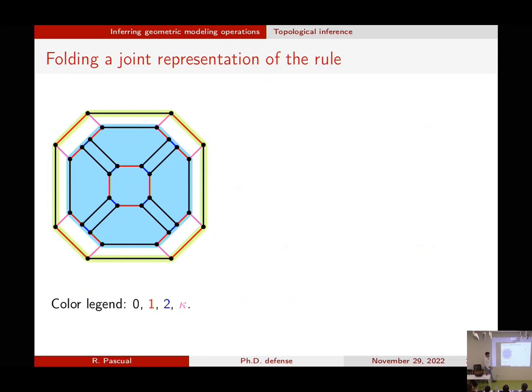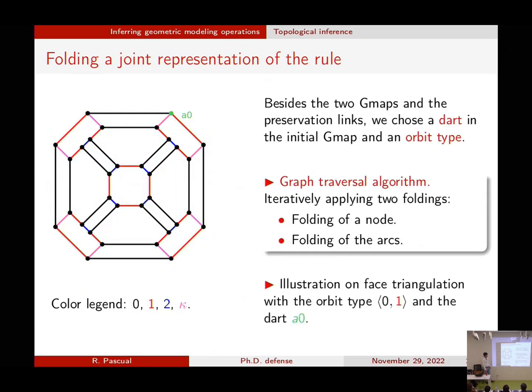In a sense, I will fold this representation just like I unfolded it when I performed the product. So I will start with a dot, and I will also ask as input the parameterization of my modeling operation, so the orbit type that should be used to fold my rule. And then it's simply a graph traversal algorithm. I will go through my graph and fold it, either an arc or a node, such that I can retrieve my modeling operation in the Jerboa language.